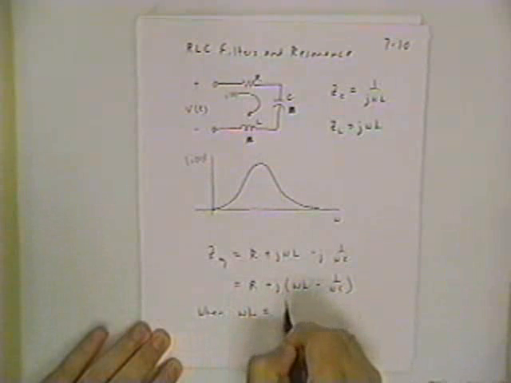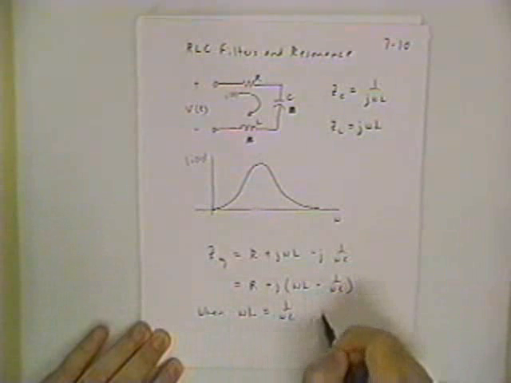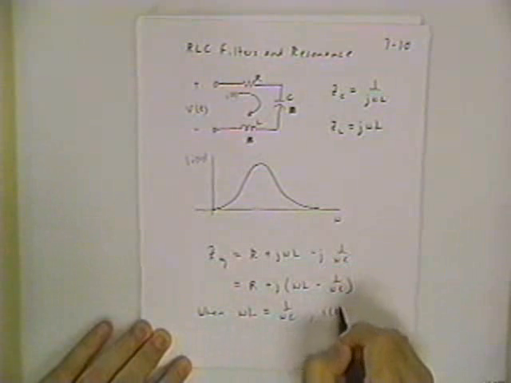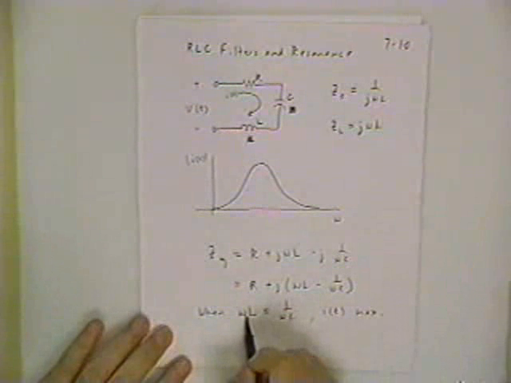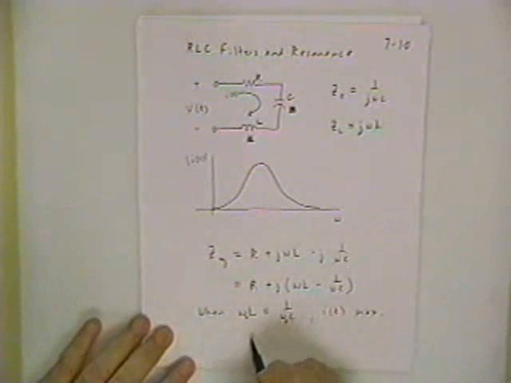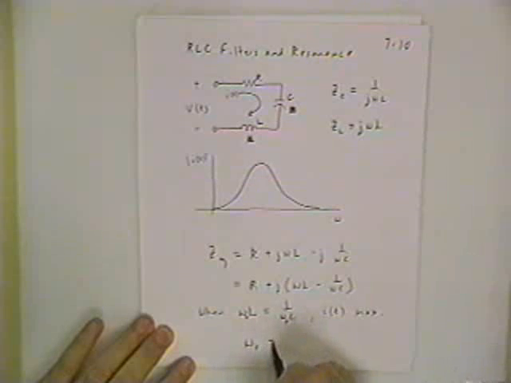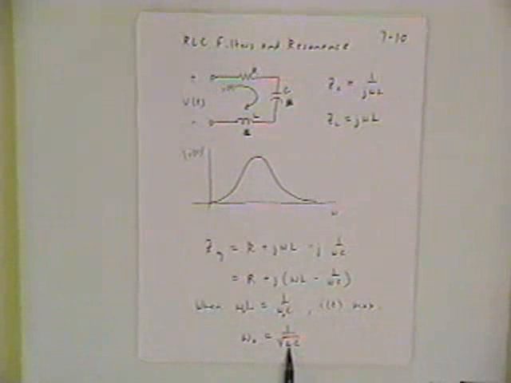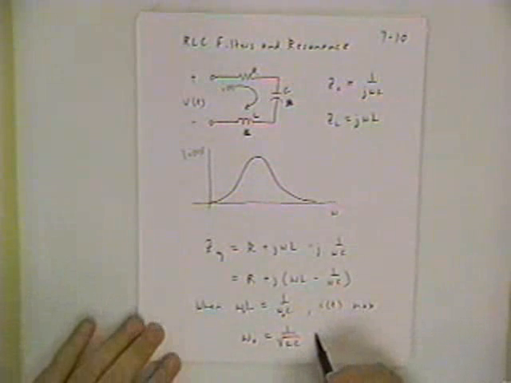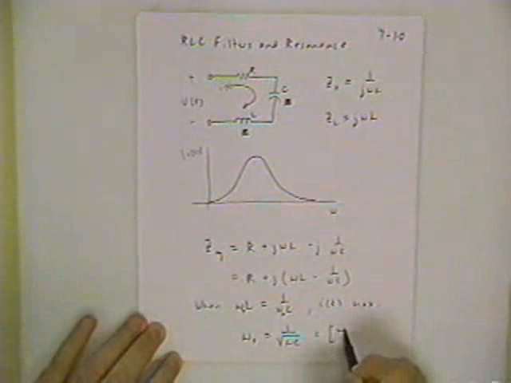omega L equals 1 over omega C, I of t is going to be maximized. And that happens at a special frequency called the resonant frequency. Omega naught is 1 over the square root of LC. Might be interesting to look at the units for inductance and capacitance and prove to yourself this has units of radians per second like it's supposed to.